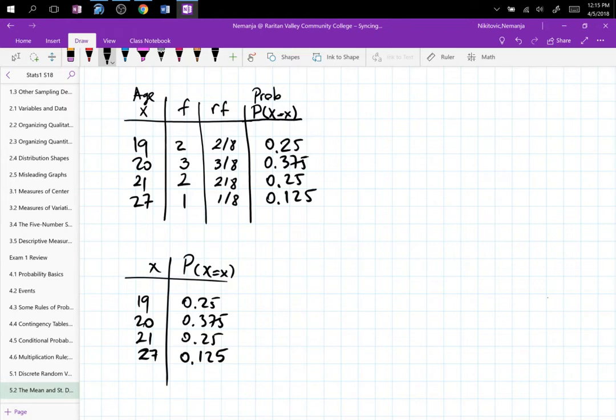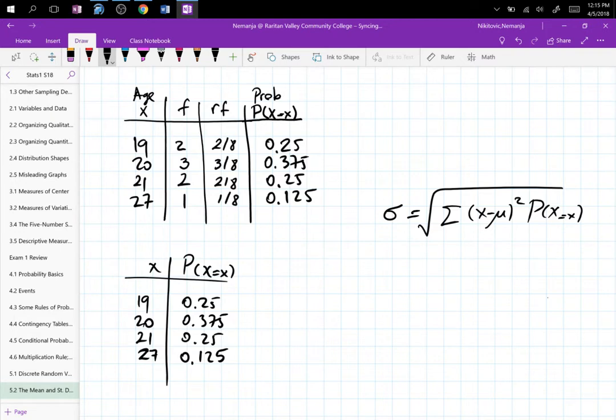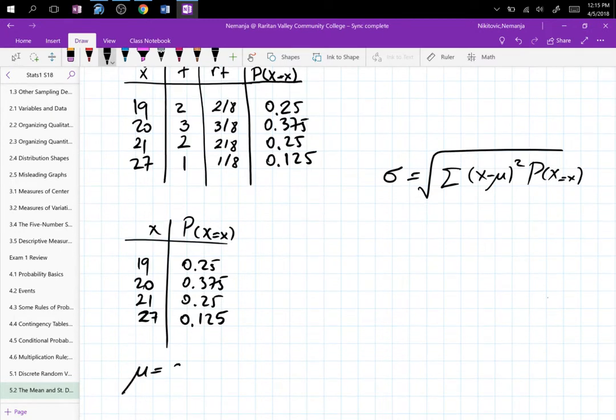We also have our formula for standard deviation. The formula says that we are supposed to do the summation of x minus mu squared times the probabilities. Well, we already know the mu for this one. We calculated it was 20.875. That was mu.